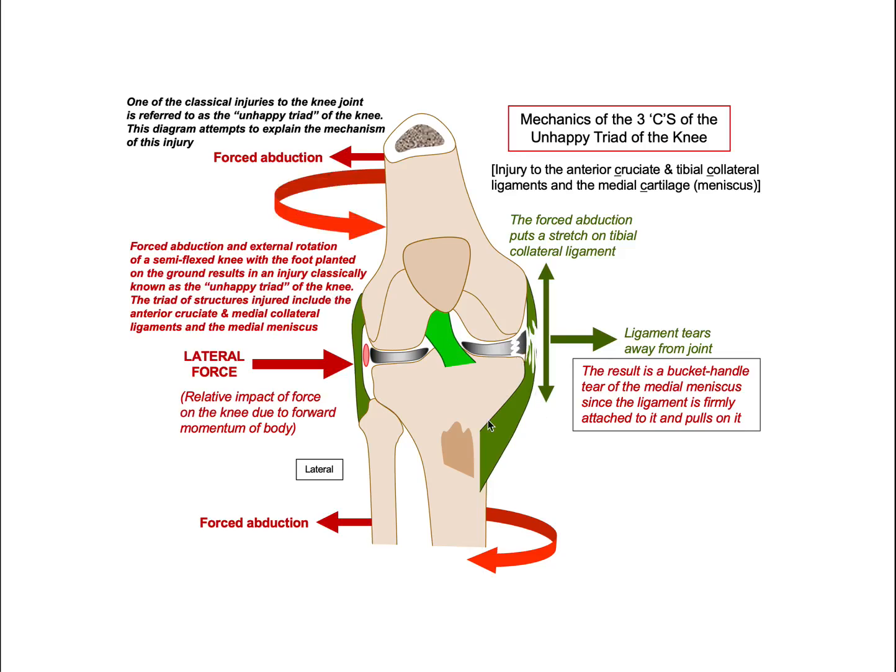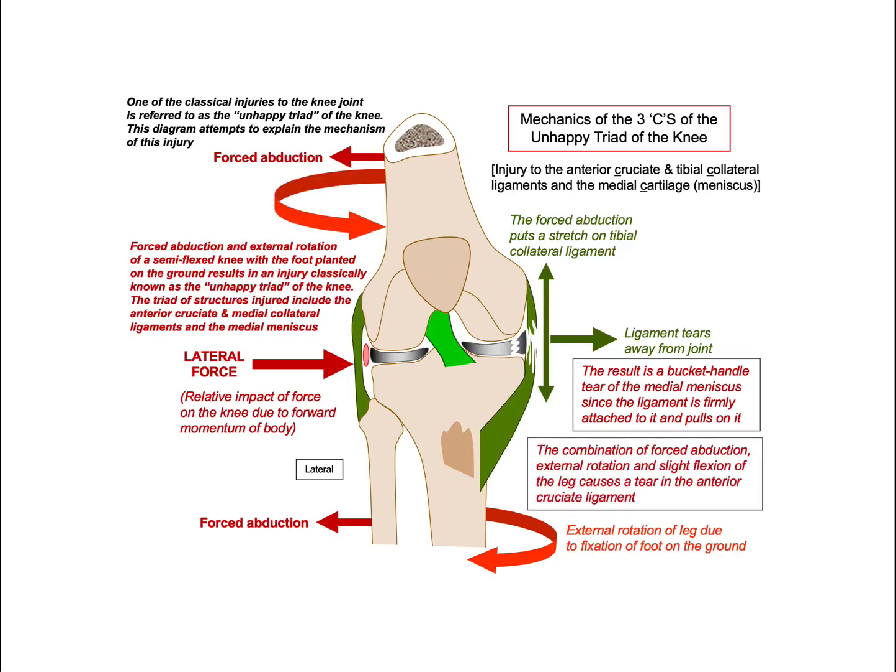No, and there were rotations. As a result of that, what can happen? The combination of the forced abduction, external rotation, and slight flexion of the leg causes a tear in where? My ACL. So ACL is gone. And what are the factors responsible for this ACL tear? Never forget: forced abduction, external rotation, slight flexion of the leg, and they cause all this. So these are the keywords which bring injury of this. So this is gone, this is gone, this is gone. So we connect unhappy triad.